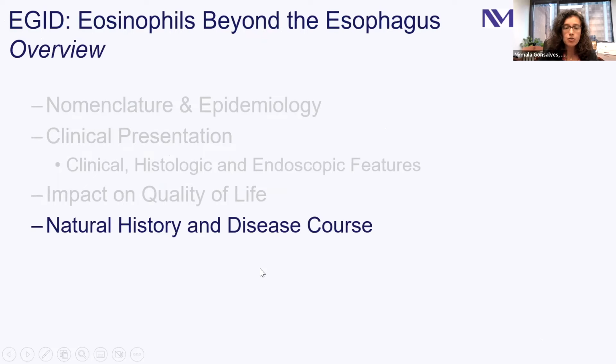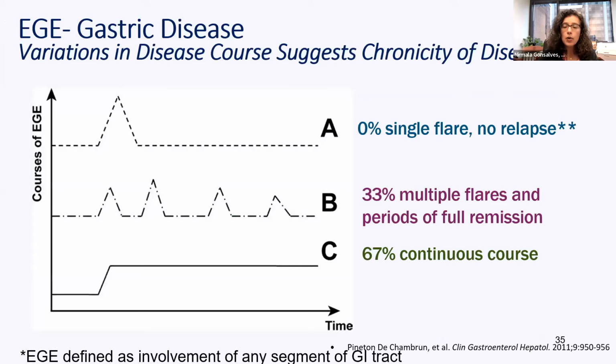How does this impact natural history and the disease course? Well, there's not a lot of data out there that sheds light on natural history, but there are a few studies that I'd like to highlight, and the one is by Dr. Pinatong. And what they did is they looked at patients and they classified them as EGE, and they defined EGE as any involvement of any segment of the GI tract. But for the purpose of this talk, I broke this down into segments. So in their patients who had gastric disease, they found variations in disease course really suggested chronicity of disease.